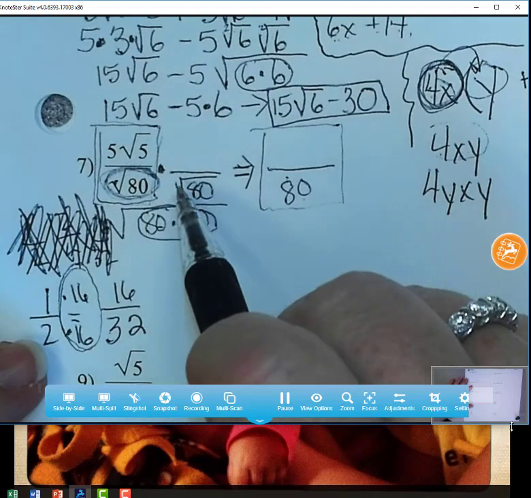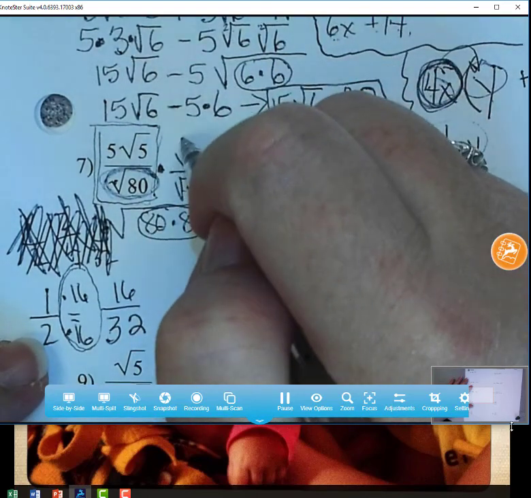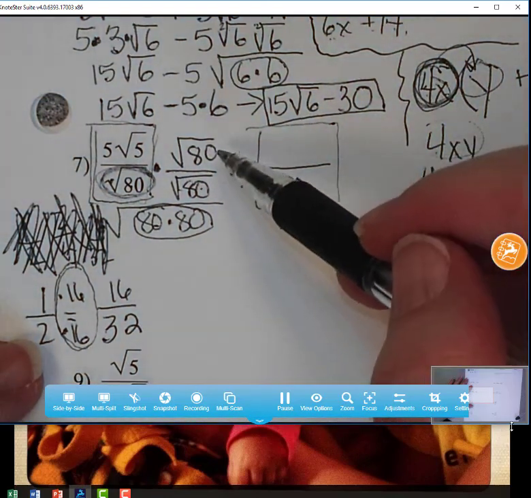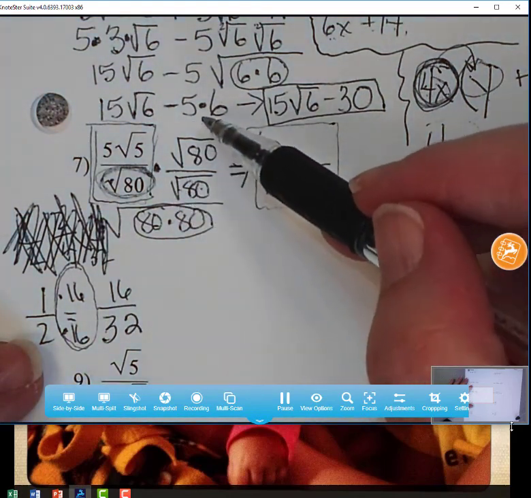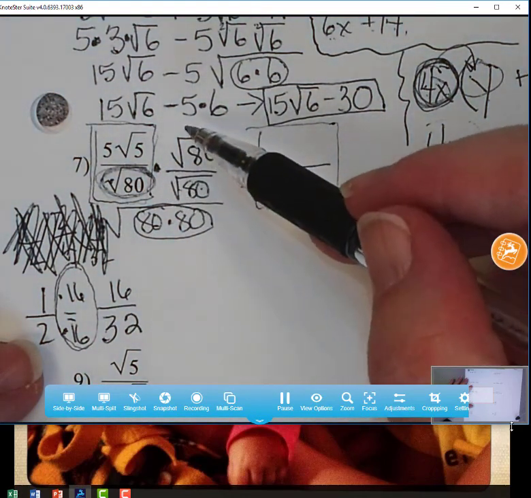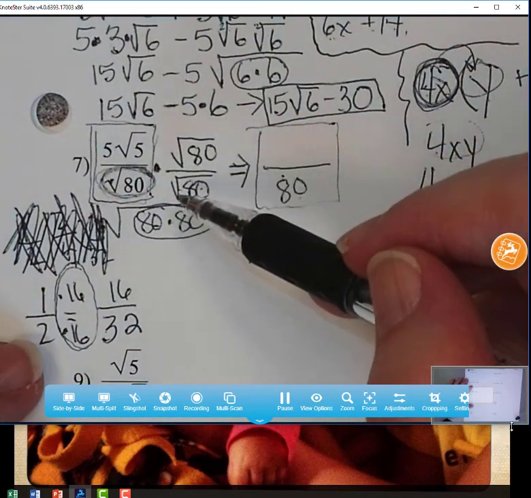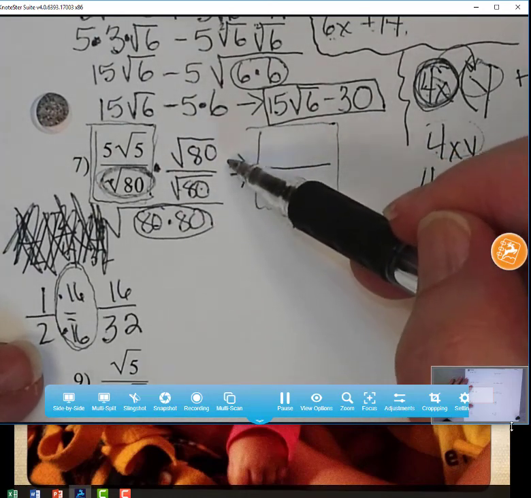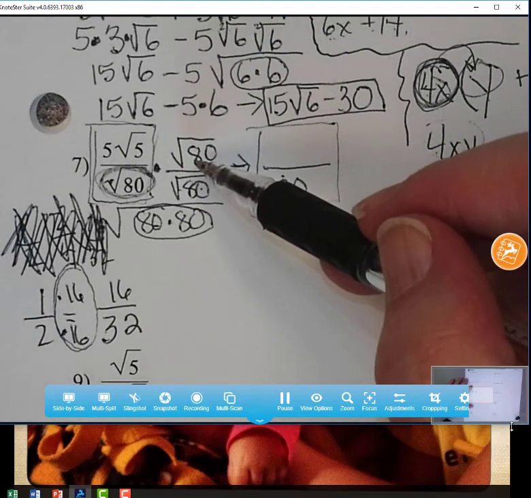So if I'm going to multiply the denominator by the square root of 80, I have to multiply the numerator by the square root of 80. Because what is the square root of 80 divided by the square root of 80? What is it really? 1. The square root of 80 divided by the square root of 80 is 1. I'm really multiplying by 1. You're allowed to multiply by 1. It does not change how much the quantity represents.